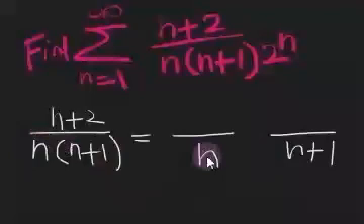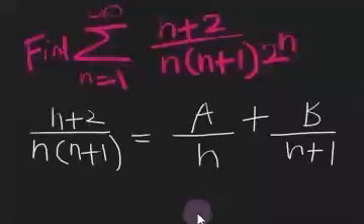Here the degree of the denominator polynomial is 2 and the numerator is 1, so the degree of the numerator polynomial is less than the degree of the denominator polynomial, right? Then we add coefficients a and b, right?